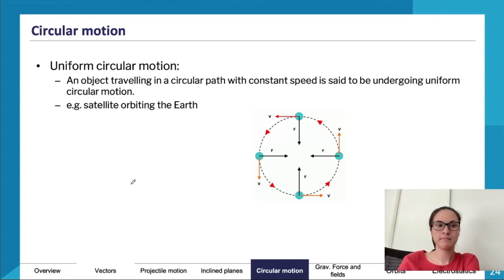Alright. Yeah, so I'll just explain what circular motion is. So we've got uniform circular motion. An object traveling in a circular path with constant speed is said to be undergoing uniform circular motion, such as a satellite orbiting the Earth.